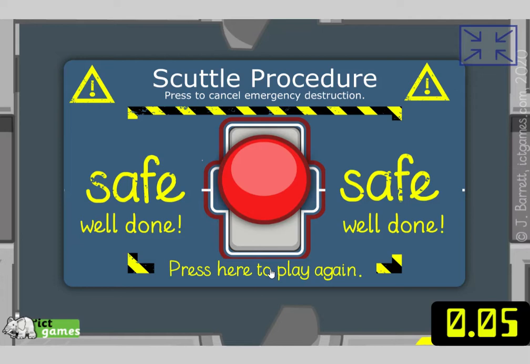So if you fancy having a go, you can have a go. Be aware, if you don't get it done in time, there's a big explosion noise. It does a sound effect that goes bang.